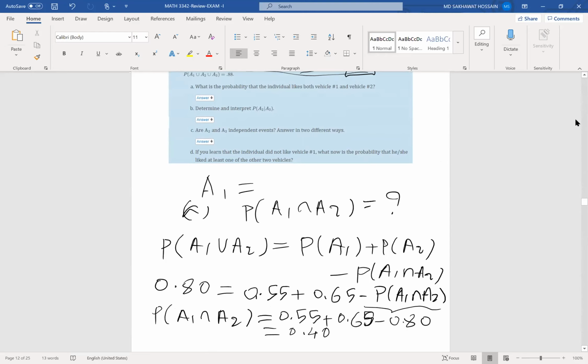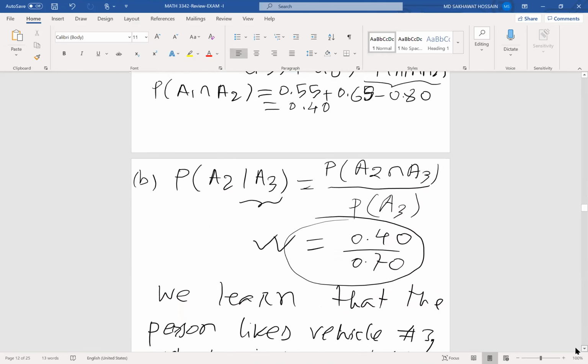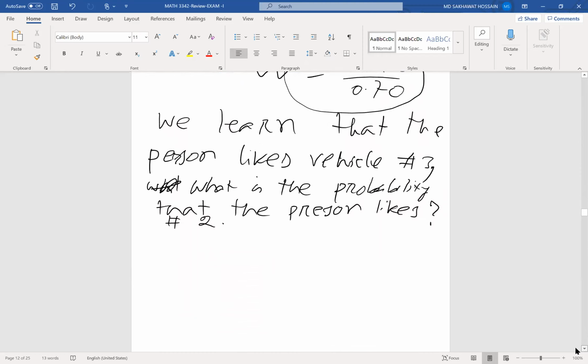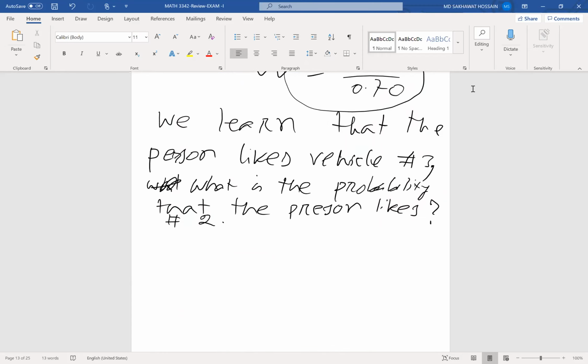Okay, so what is part C here? Are A2, A3 independent events? What do you think? Are they independent? Okay, so I got 3 answers. 2 of you said no. Oh, I got 4 answers. 3 of you said no. Yeah, 4 of you said no. I got 1 yes and 4 no.